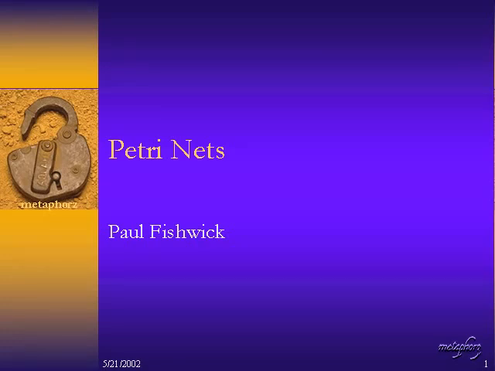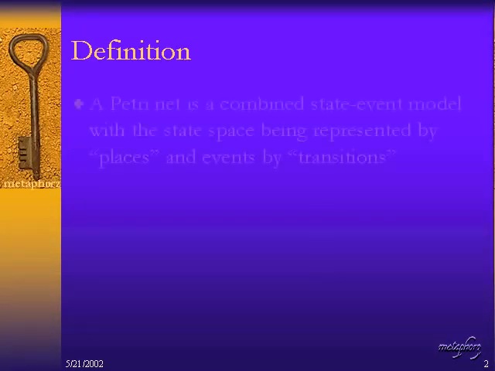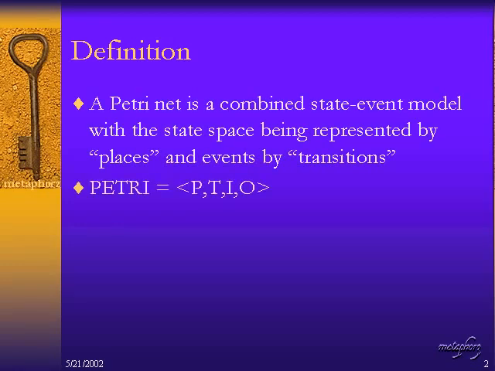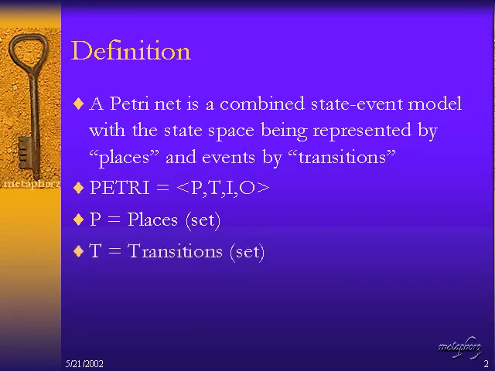Petri nets are a kind of hybrid modeling structure containing the concept of state and event in a way that both are given equal footing and power, to the extent that both have specific components which embody these functions. Let's go ahead and define the Petri net formalism. A Petri net is a combined state-event model with the state space being represented by places and events by transitions.